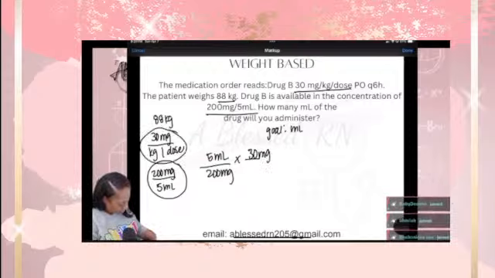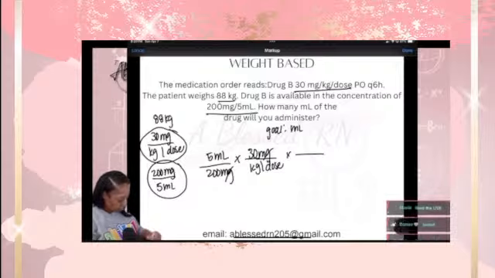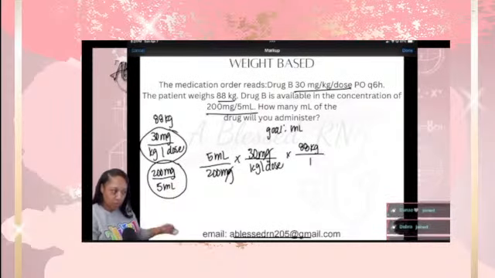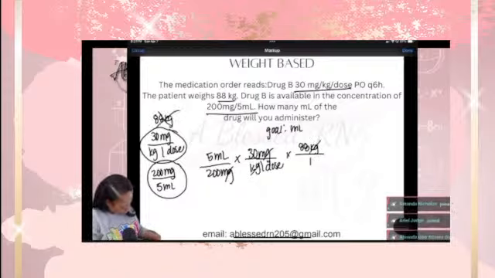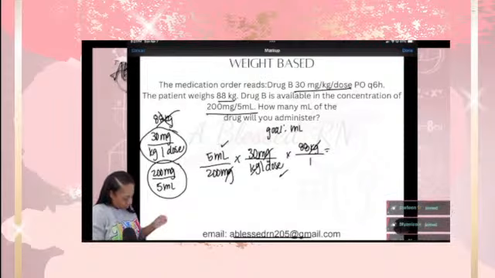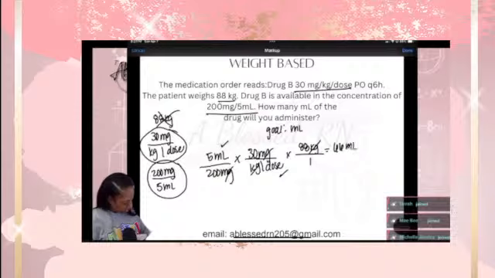30 milligrams per kg per dose. Milligrams crosses out. Now we've got kg and dose at the bottom. So we've got our patient's weight, which is already in kilograms. So we don't have to put 1 kilogram over 2.2 pounds because there are no pounds, okay? So then we've used that. Kgs crossed out, and what do we have? Milliliter per dose. So this is going to give you how many milliliters in 1 dose, okay? So we'll do 5 times 30 times 88 divided by 200, and that is going to be 66 milliliters.